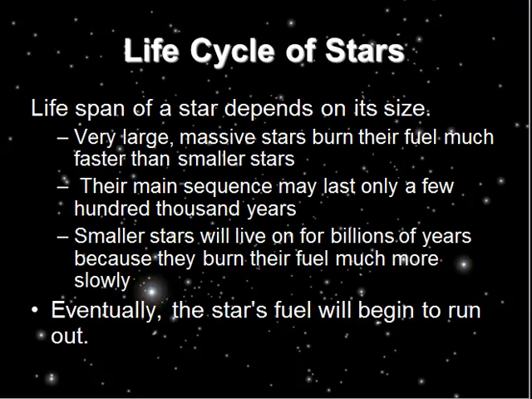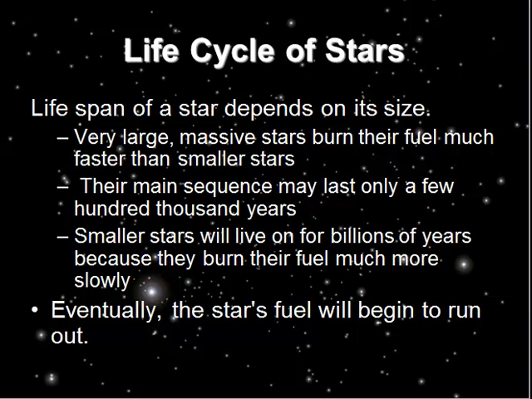The lifespan of a star depends on its size. Very large, massive stars burn their fuel much faster than smaller stars. Their main sequence may last only a few 100,000 years, which doesn't sound like too short of a time in our lifetime, but for a star, that's a short amount of time. Smaller stars will live on for billions of years because they burn their fuel much more slowly.